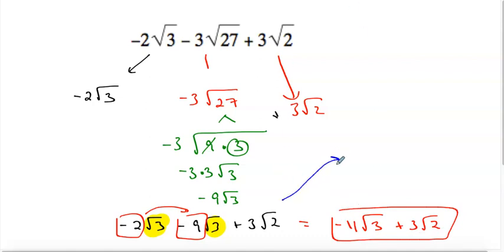If I want to compare this again, if this was negative 2x minus 9x plus 3z, well, negative 2x and negative 9x I can combine as negative 11x plus 3z. So it's kind of the same concept here. It has to have the same variable in order to be considered like terms. In this case, it has to have the same radical in order to be considered like terms. So the square root of 3 and the square root of 3 both have the same radical there.